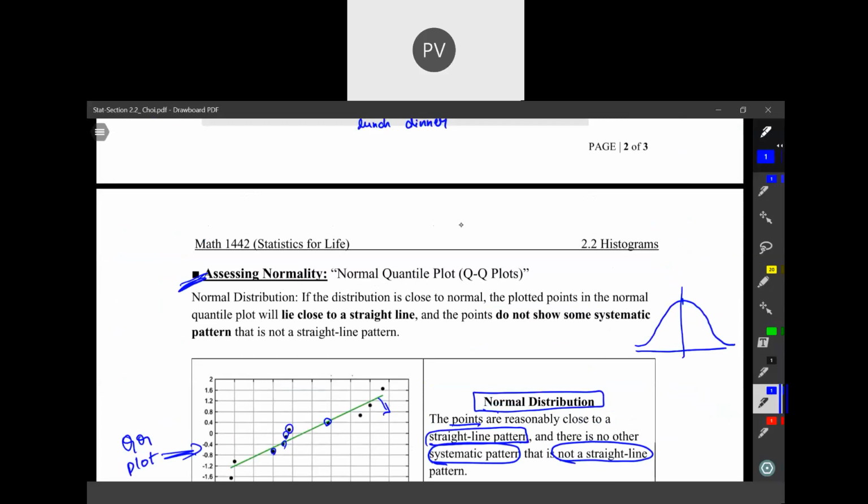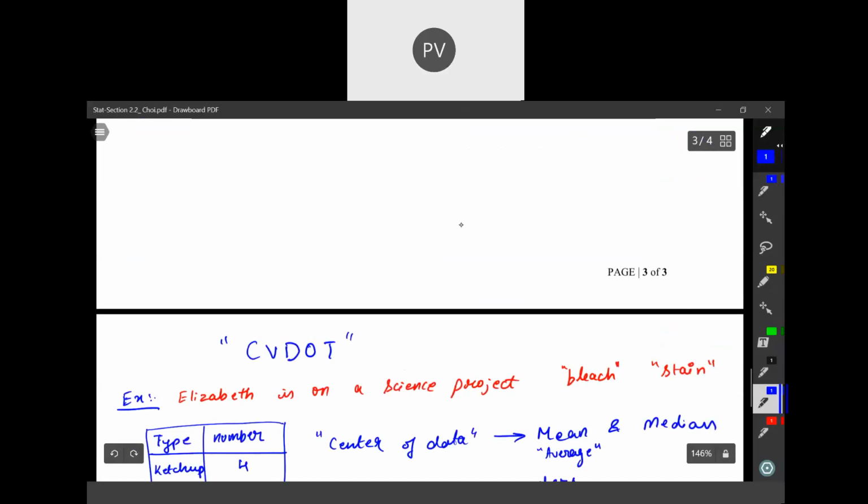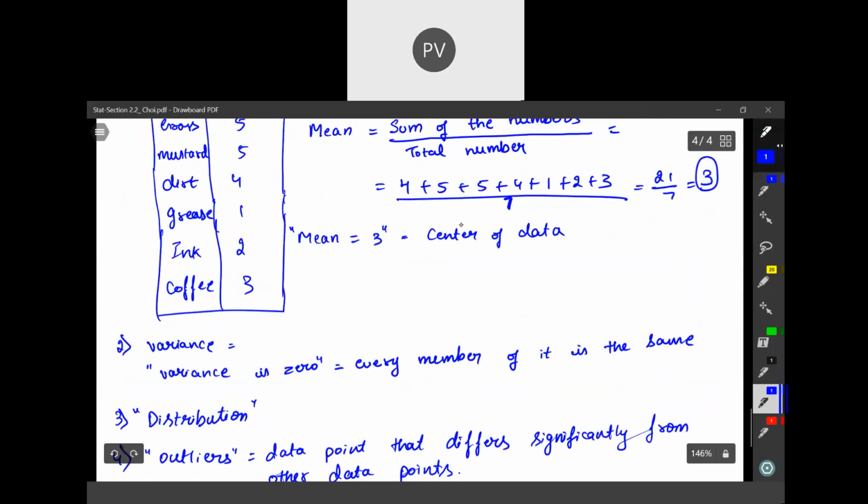QQ is called quantile plots. Q stands for quantile. And then we have some examples explaining CVDOT and why we need those terminologies. So this is all about your section 2.2.